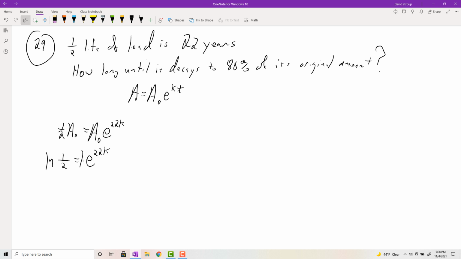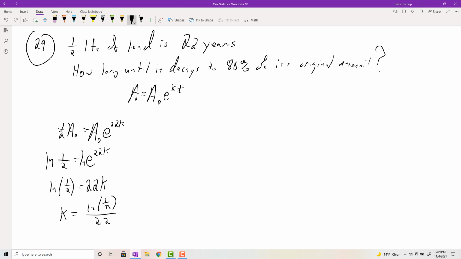Take ln on both sides. On the right, the ln and the e kind of cancel each other out. You get 22k. Finally, divide both sides by 22. Get k equals ln of 1/2 over 22. If you're going to get an approximation, go to 4 decimals. I'm just going to leave it as is. Okay, and then use that.